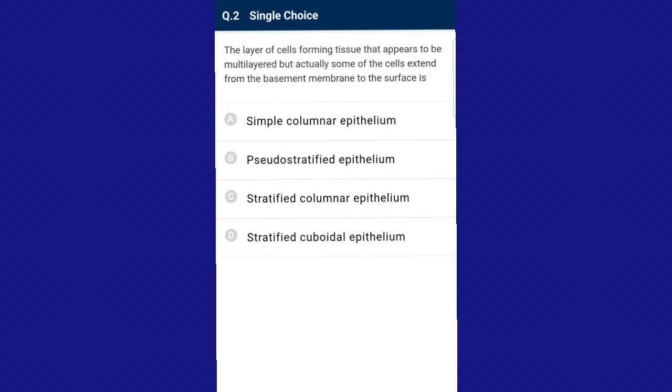Question number 2. The layer of cells forming tissues that appear to be multi-layered but actually some of the cells extend from the basement membrane to the surface is? The layer of cells forming tissue that appears to be multi-layered is pseudostratified epithelium. Pseudostratified epithelium always consists of a single layer of irregularly shaped columnar cells touching the basement membrane. So the answer is option B.